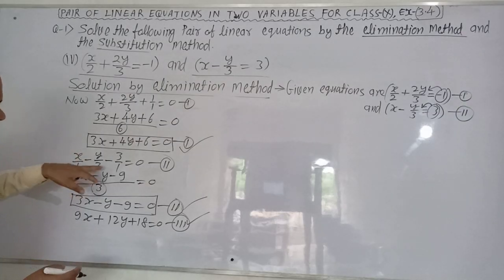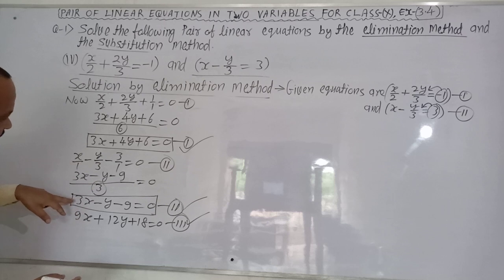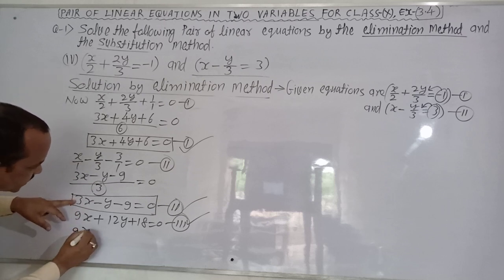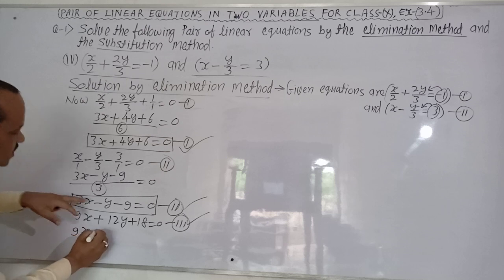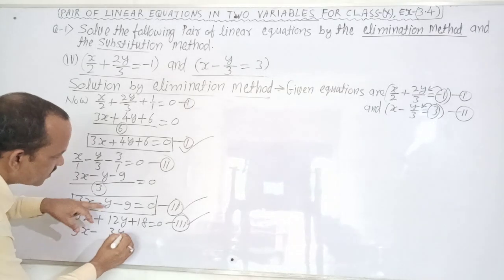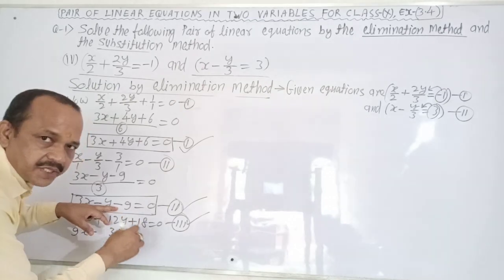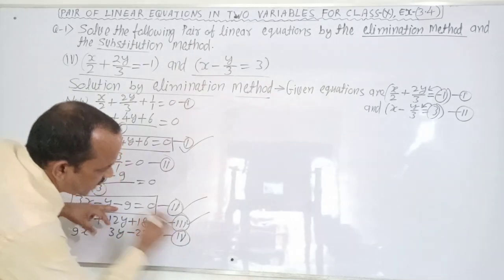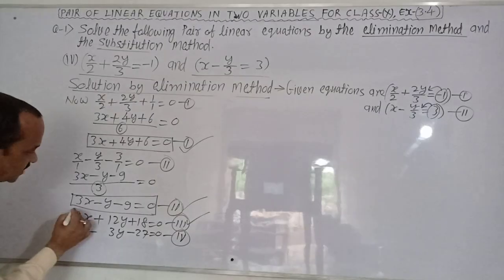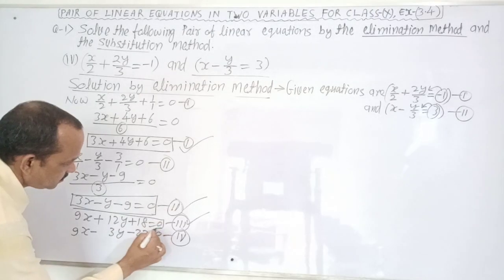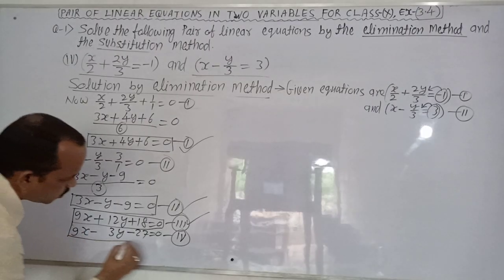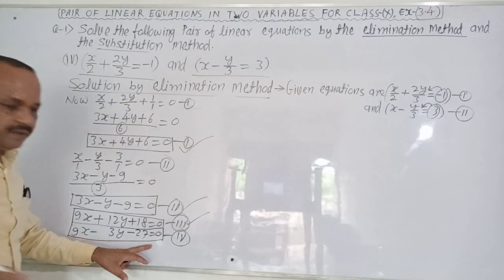Here equation second, multiply 3, it becomes 3 3s are 9x minus 3y minus 9, 3 3s are 27 equal to 0. It is equation 4. Equation 3 and equation 4 is clear?